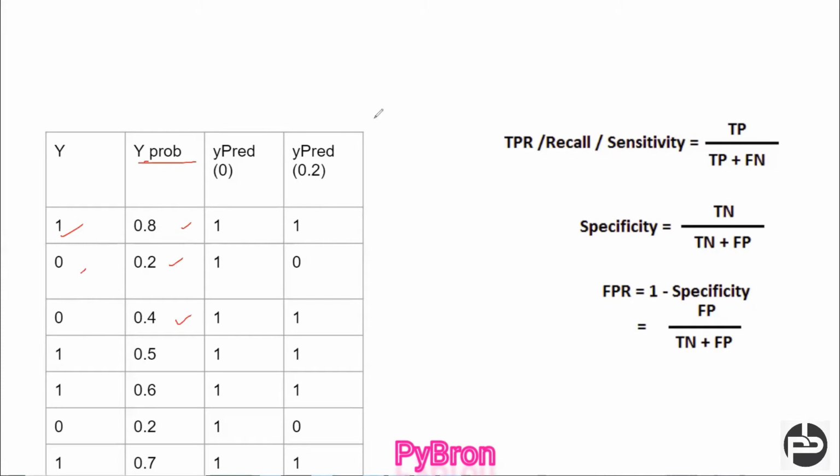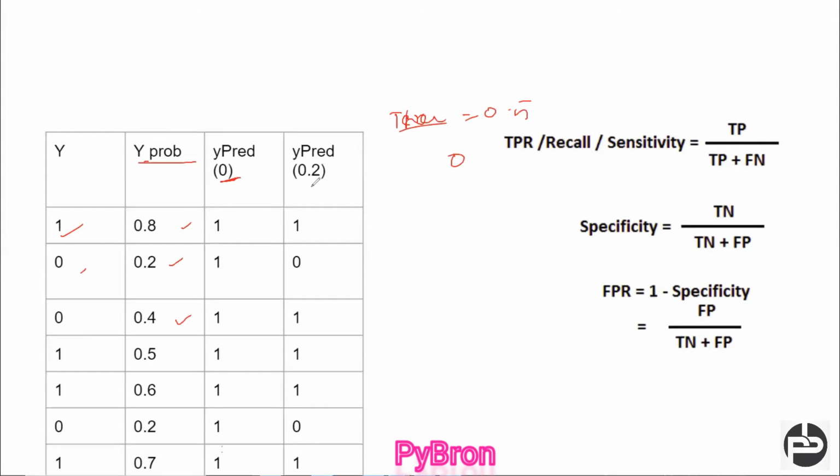Now again I'm saying, the threshold you can keep anything. Right now I kept 0.5, but I can keep 0 also. If I keep 0, then any probability more than 0, I mark it as a 1, and any value less than 0, I mark it as a 0. So for y predicted at the 0 threshold, everything is 1.